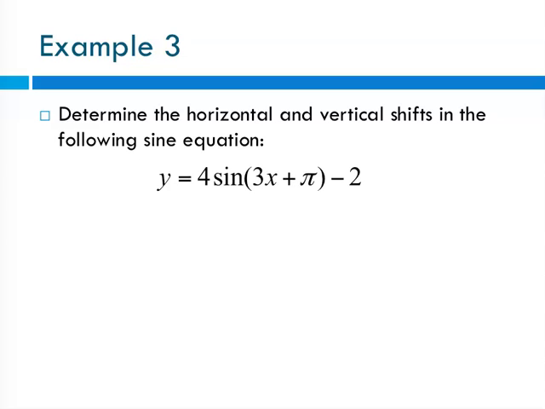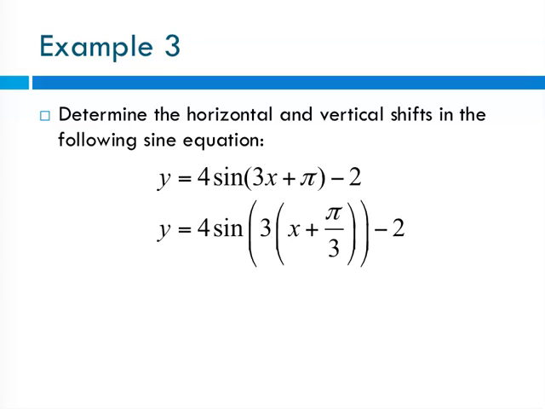So if you look at this one, we have y equals 4 times sine of (3x plus pi), minus 2. We need to factor out the 3 from both terms inside the parentheses. So factor the 3 out, we're left with x and pi over 3. Now, we are trying to determine just the horizontal and vertical shifts, so we actually don't need to worry about the amplitude or the period in this case.